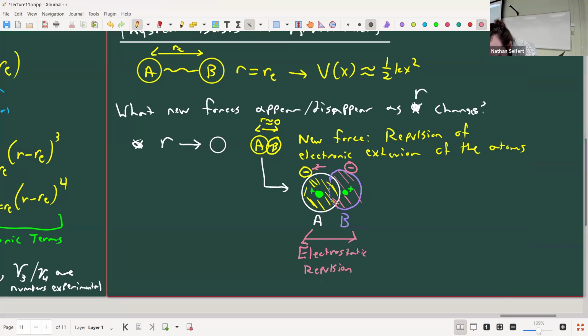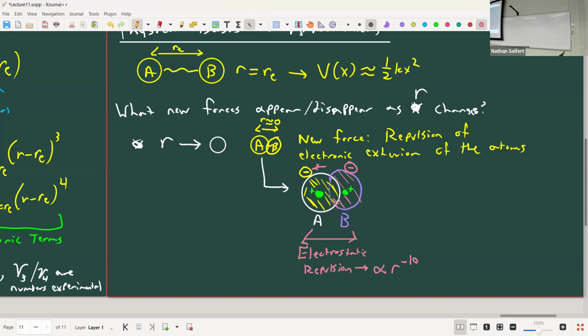It turns out that this repulsion goes as R to the minus 10. So as they get closer and closer together, that force goes as R to the 10th. It blows up really, really fast. What that means is that at close distances, the potential doesn't go as x squared, it goes as x to the 10th. This is much, much stronger than the restoring force of the spring.